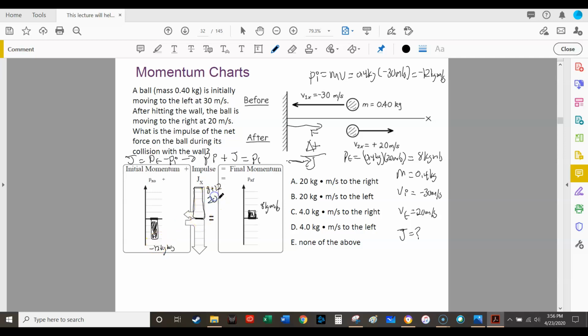So basically, you have to make this 20 kilogram meters per second, right? So you basically have to nil out that negative 12 by adding 12 to it, and then add an 8 to it, right? So this J vector is 8 plus 12, or 20 kilogram meter per second. So 20 minus 12 should be equal to 8. So I'm guessing that this is going to be a positive 20 kilogram meter per second, which means that it is going to be to the right.